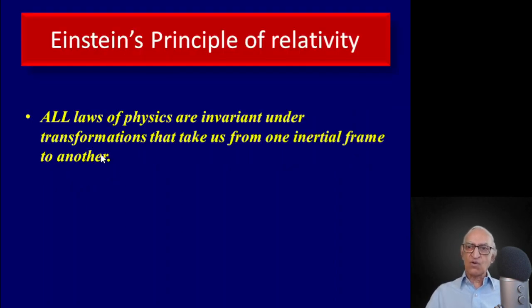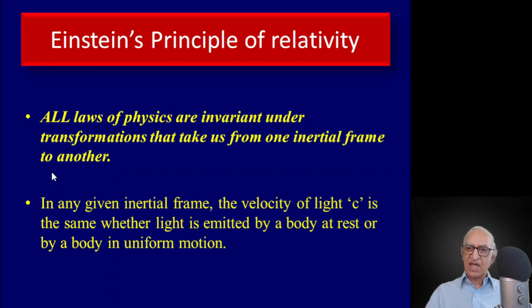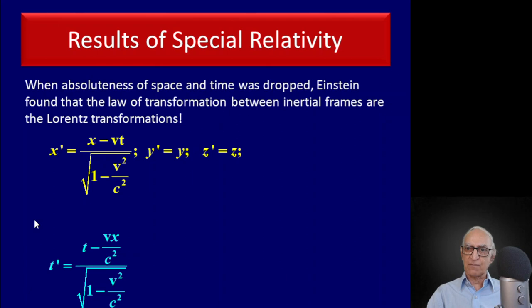Therefore, all laws of physics are invariant in a transformation that takes us from one inertial frame to another. And in any given inertial frame, the velocity of light c is the same whether the light is emitted by a body at rest or by a body in uniform motion. So these are the two pillars on which the theory of relativity is erected by Einstein. These are the two principles.